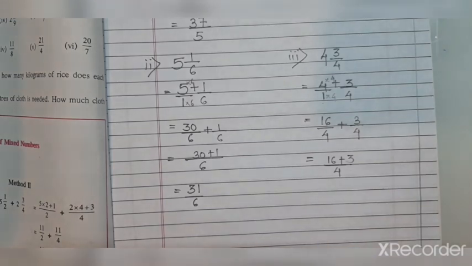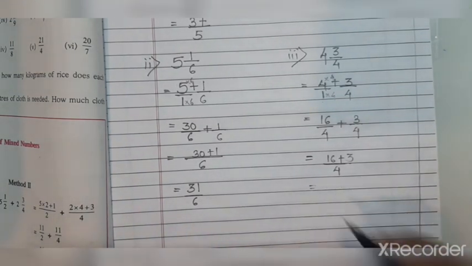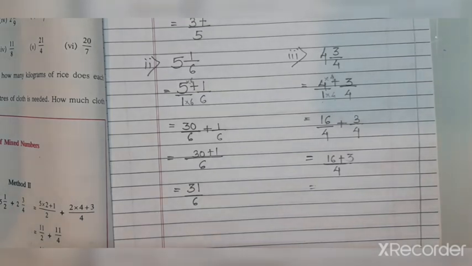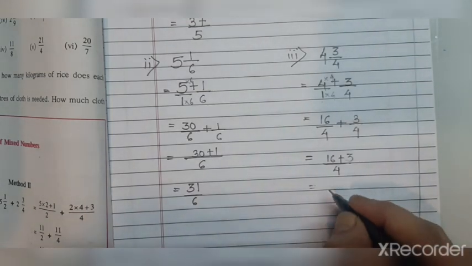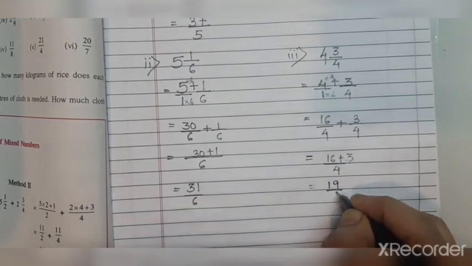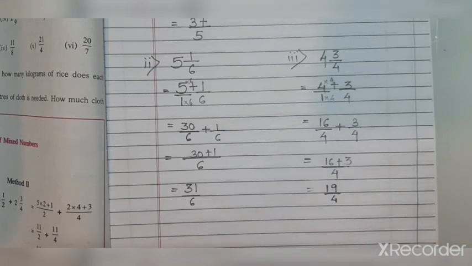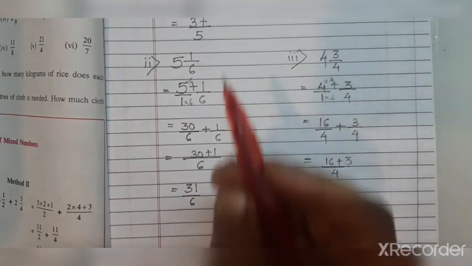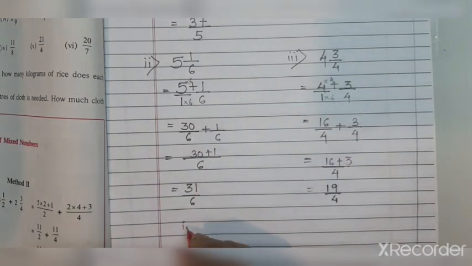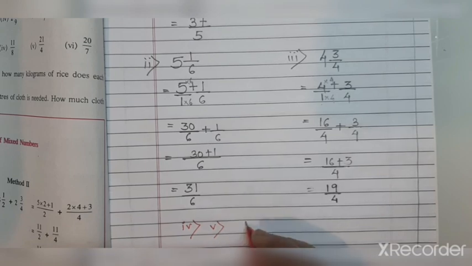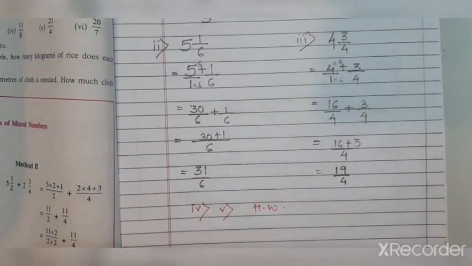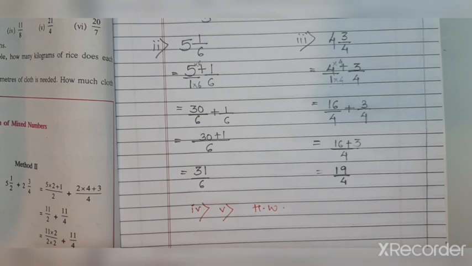Now if we add the numerators, what we get? 16 plus 3, 19 upon 4. Okay, so this is the way we solve. I hope you have understood. It's very simple. Now homework. I've done the first, second and third. The fourth and the fifth sum will be for homework. Same method we have to do.